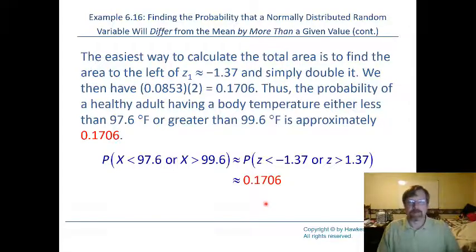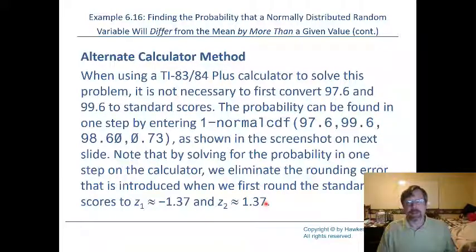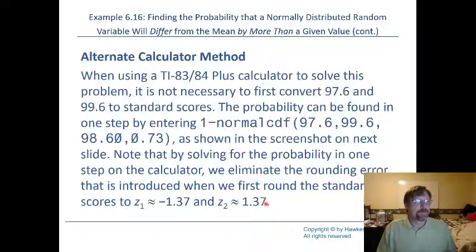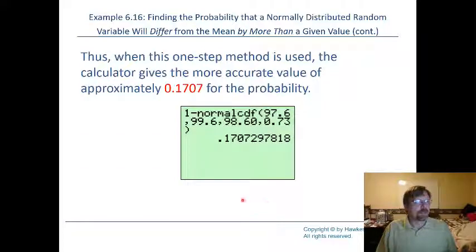Excuse me. Again, we can do this in one step with the calculator. And eliminate some of the rounding error that comes from the z-score calculation being cut off as we need to for the tables, and we end up with a very slightly different number. Okay.